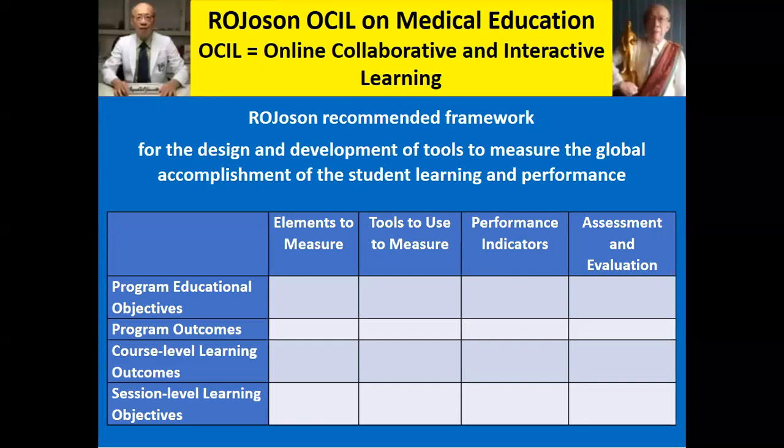Here is a recommendation. My recommended framework for the design and development of tools to measure the global or overall accomplishment of the students' learning and performance. In the first column are listed the program educational objectives, program outcomes, course level learning outcomes, and session level learning objectives. On the second column, these are the elements to measure. So the elements to measure will have to be identified from these four categories. And then the third column will be on the tools to use to measure the elements. And then the next column will be the performance indicators. And then the last column will be assessment and evaluation.